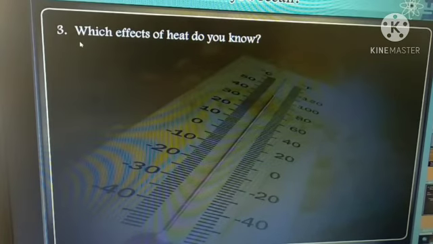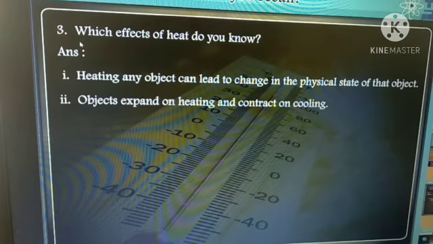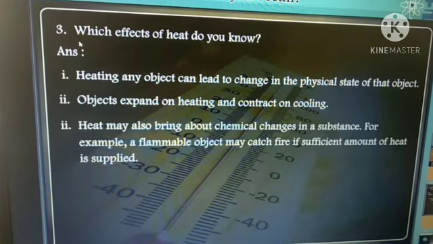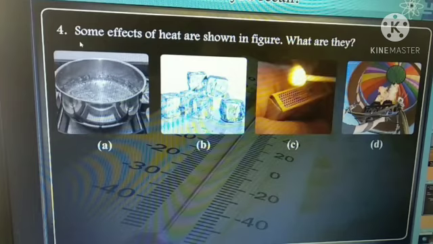Third question, which effects of heat do you know? Answer: heating any object can lead to change in the physical state of that object. Objects expand on heating and contract on cooling. Third, heat may also bring about chemical changes in a substance. For example, a flammable object may catch fire if a sufficient amount of heat is supplied.